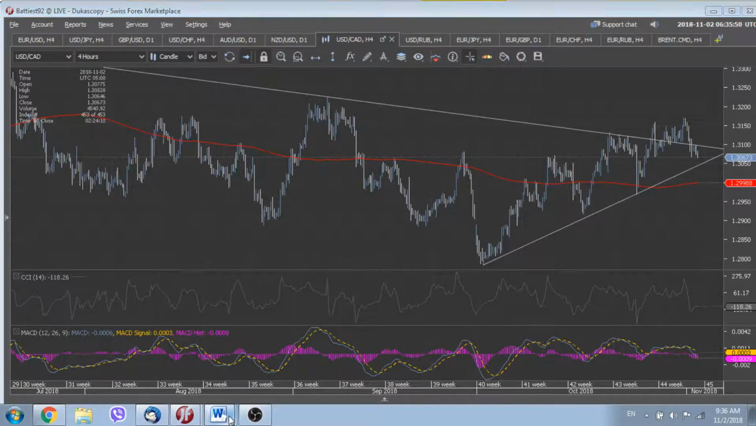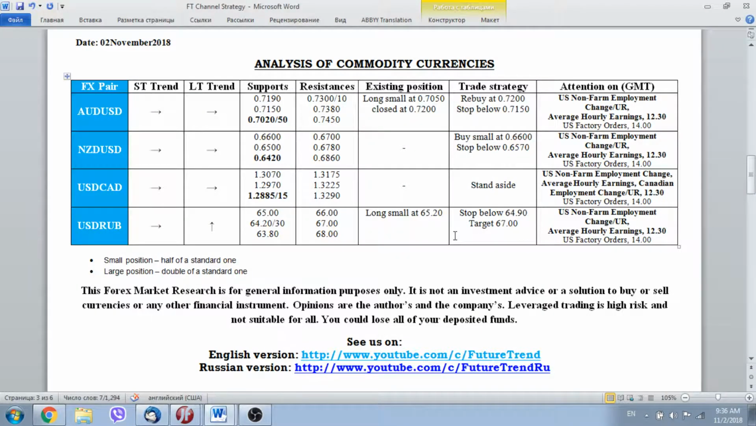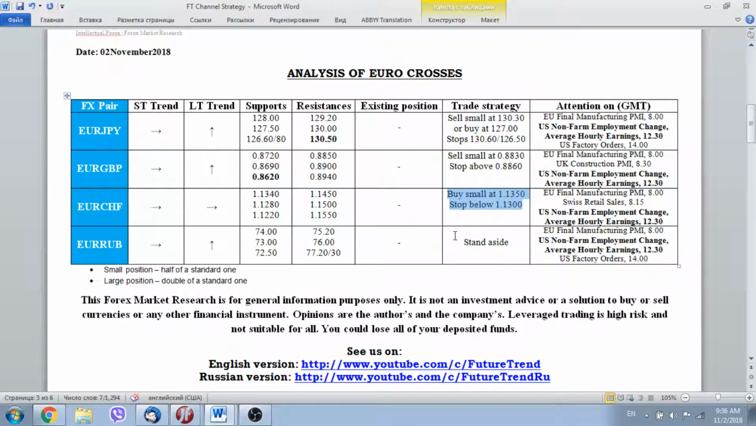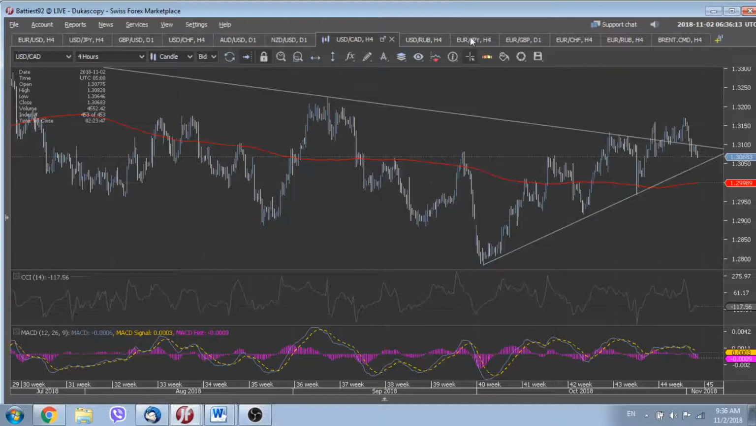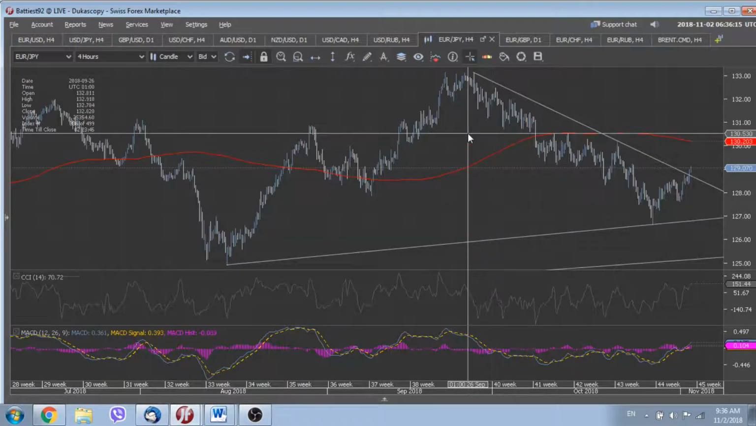As regarding the euro crosses, here we suggest to remain flexible as regarding the euro yen, and we are ready to sell the currency at 130.30, where lies an interesting resistance barrier against the level 130.50. We will use such an opportunity of retesting this level to sell the euro yen.